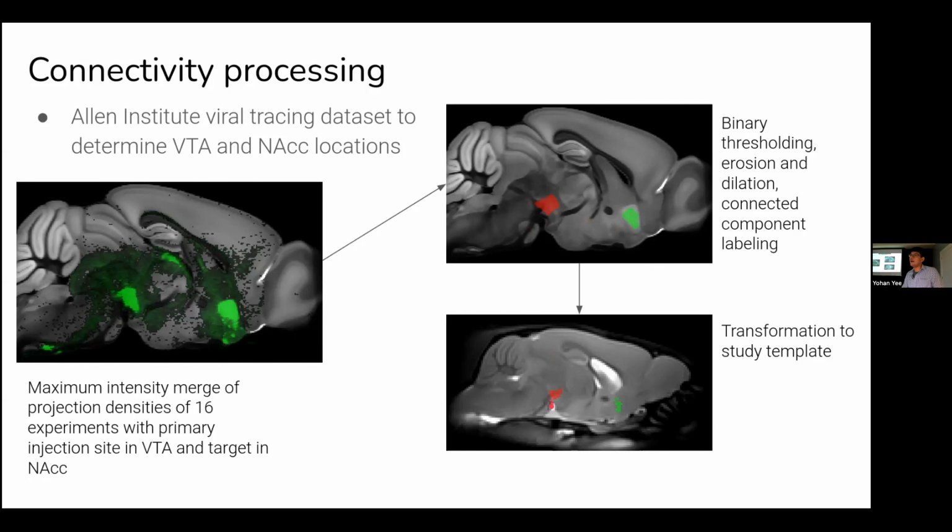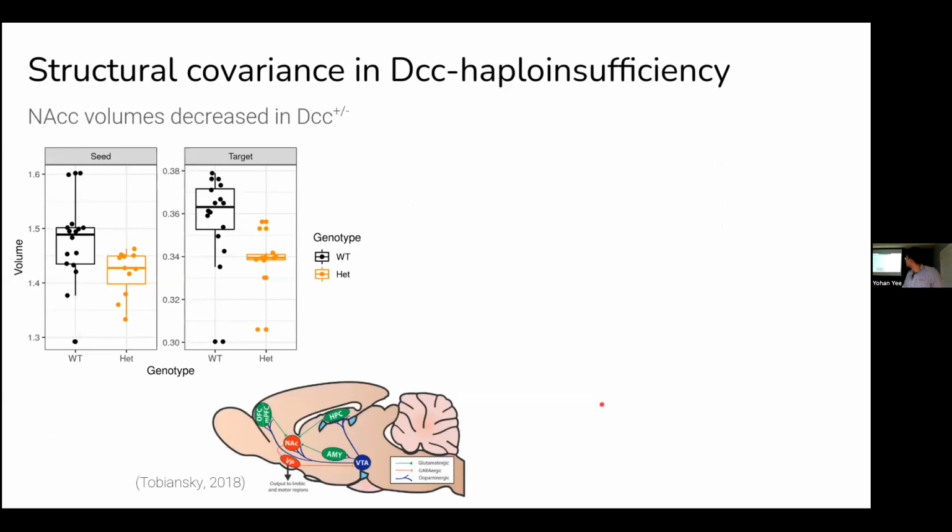And we transformed that onto the study template. From this, the idea is that we use, again, the Jacobian determinants that we get back from the image registration and compute volumes of these two different regions. When you look at the volume of the target region, that's the nucleus accumbens, you find that the volume is decreased as expected. That's because you have fewer neurons going there synapsing in the nucleus accumbens in the DCC haploinsufficient mice.